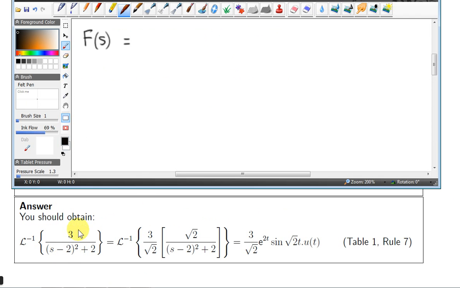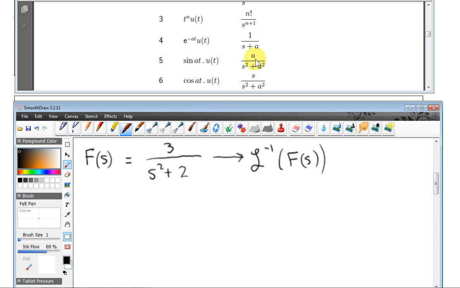So what is F(s) going to be for this example? Well, it's going to be 3 over s² + 2. So instead of s minus 2, we will have s. What's the inverse transform of this here? Well, we see that rule 5 is what we need. We have a constant on top, that's the 3, and we have this constant squared underneath. But of course we can see that they don't match up. We want the number on top to be the square root of 2. So that will make a equal to root 2.